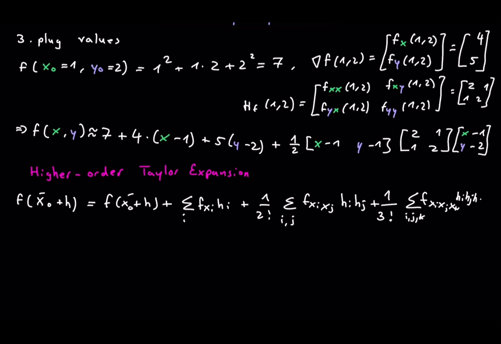Geometrically, the first term f of x naught gives the function's value at the point. The gradient term gives the slope. That's the tangent plane. And the Hessian term adds curvature, bending the plane into a paraboloid. Higher order terms refine that shape even more.